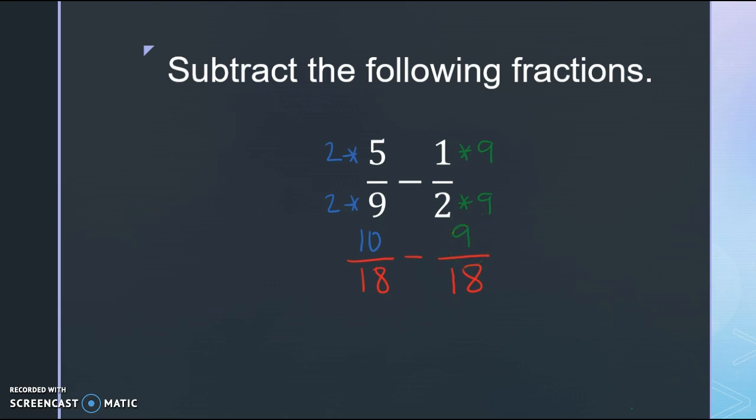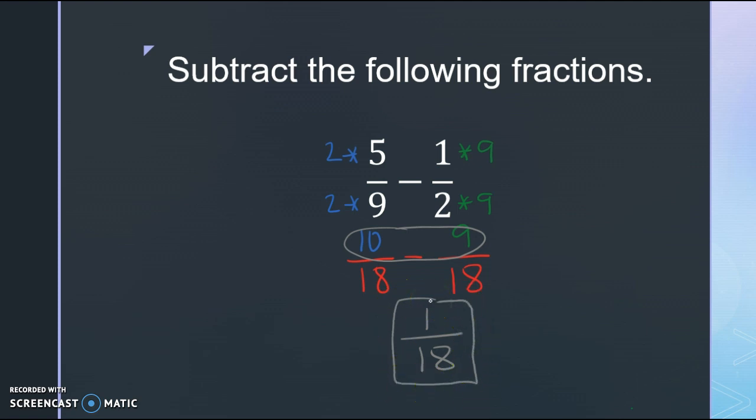So since we have our common denominators and we changed our numerators, now we are going to subtract our numerators. So 10 minus 9 gives me 1. And I keep my denominator the same. So again, our last step is to see if we can simplify. Here we can't. So our final answer is 1/18.